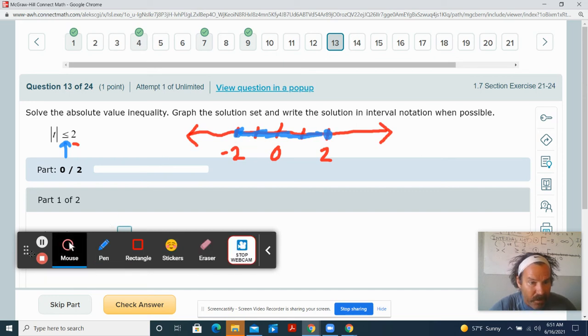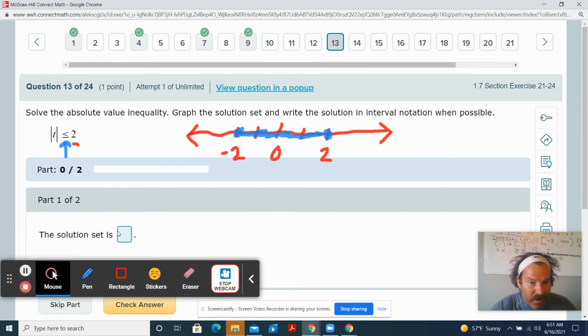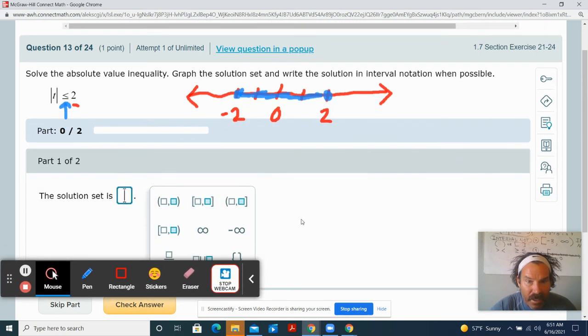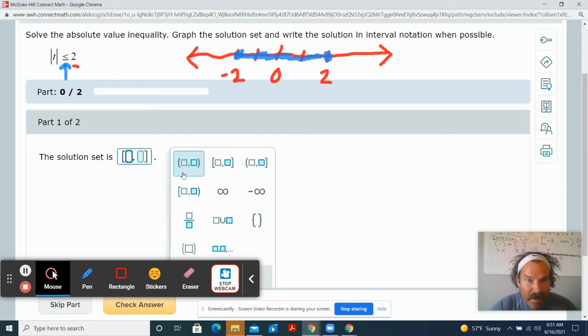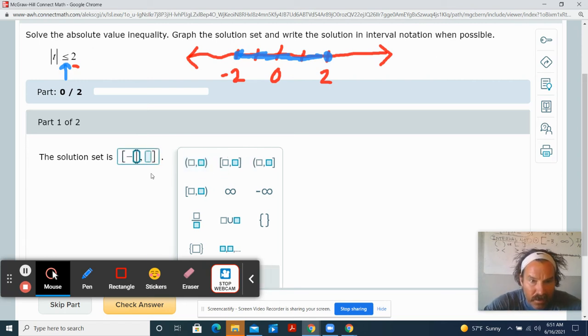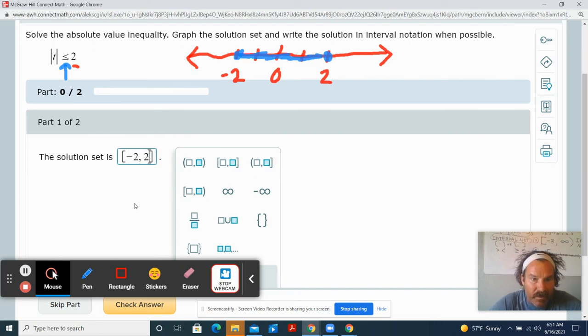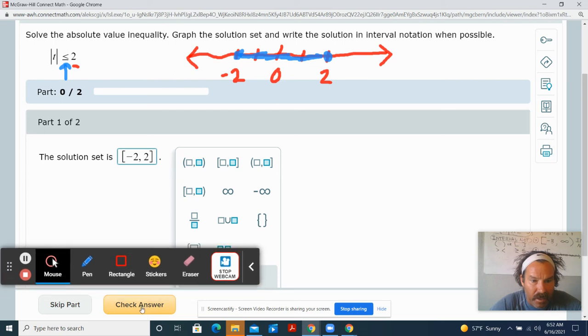So when we write your answer, the solution set, it's going to have these brackets, because the brackets are for the ones that have exactly that number. So when you have less than or equal to or greater than or equal to, you're going to be using the brackets. So I'm going to click the bracket, and then I'm going to just put in -2 and +2. And check the answer.